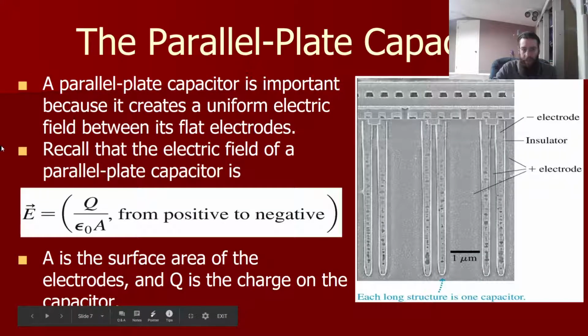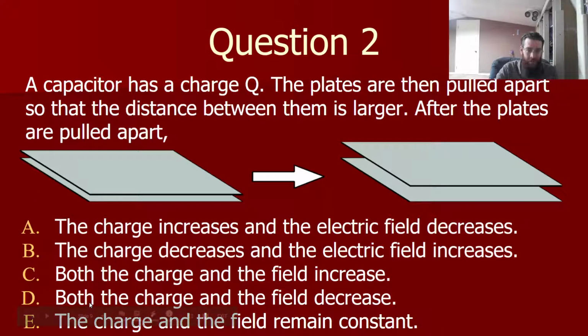So when I say go back, I guess I should have gone back to this one here. Because the electric field is Q over epsilon naught A. The area of the plates didn't change, and the charge didn't change. So the electric field would remain the same. So the field remains the same, and the charge remains the same.